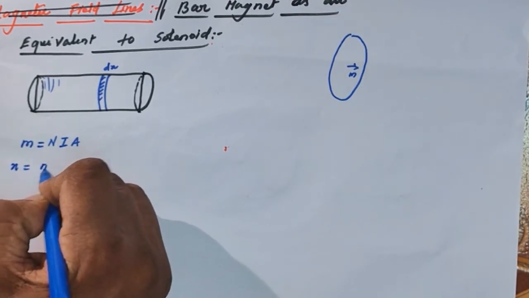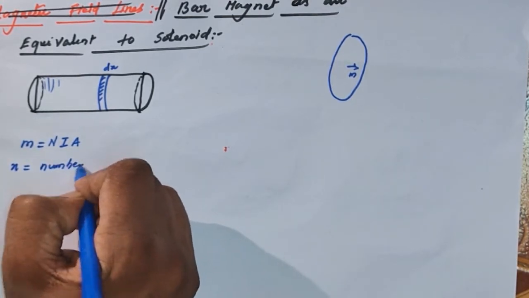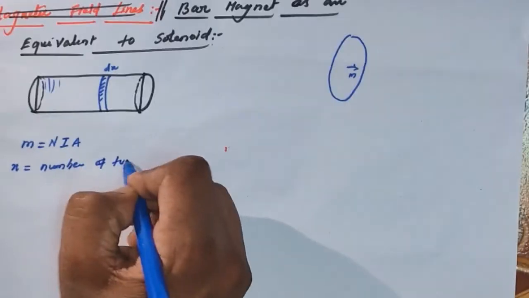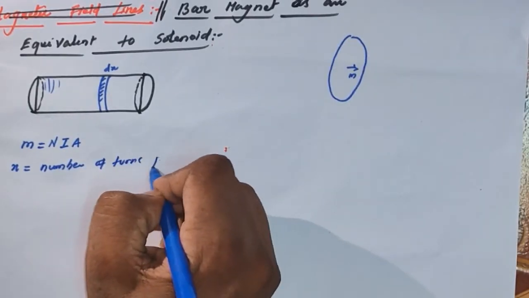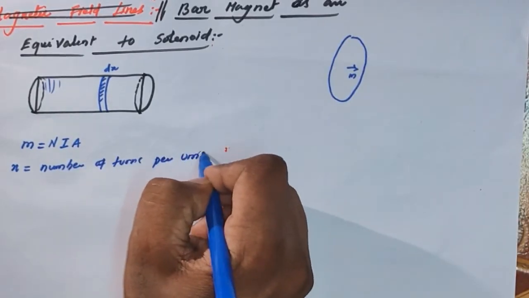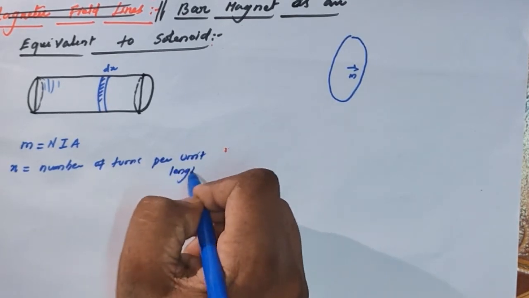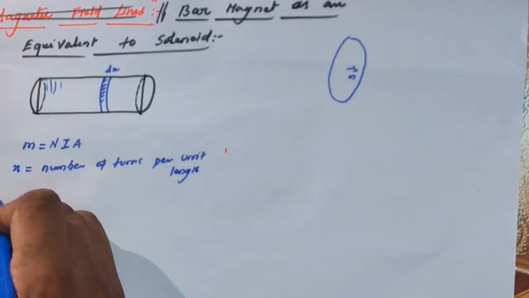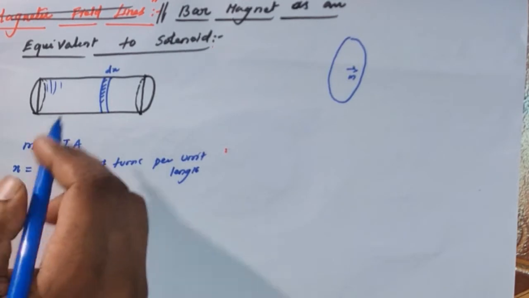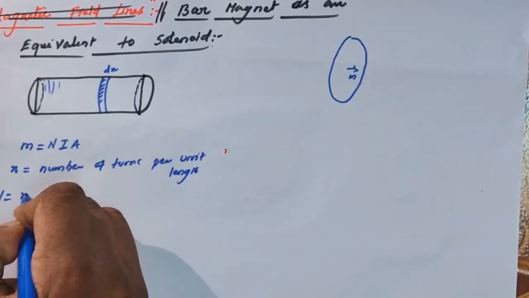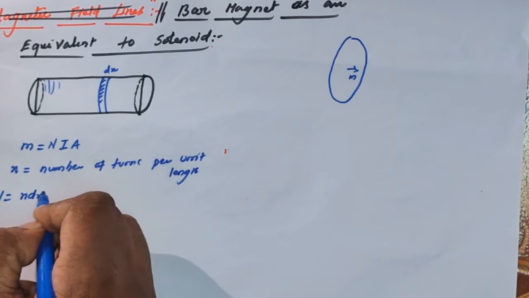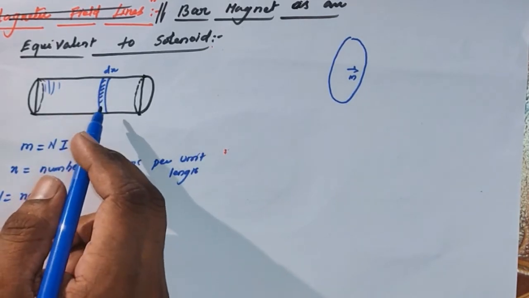Now n means the number of turns per unit length. So now we can define the total number of turns within this dx. That would be equal to n times dx. That is the total number of turns within the dx.